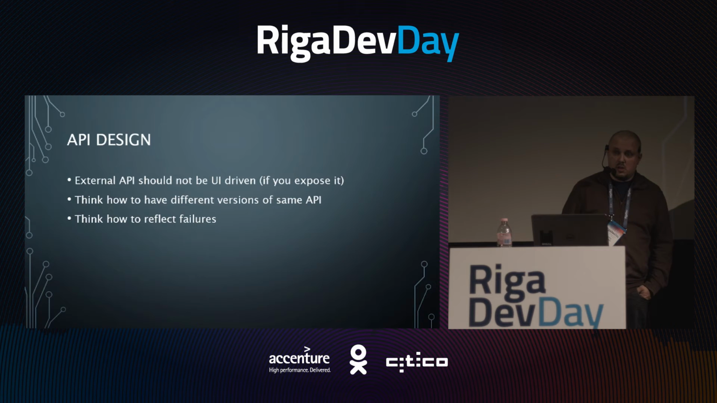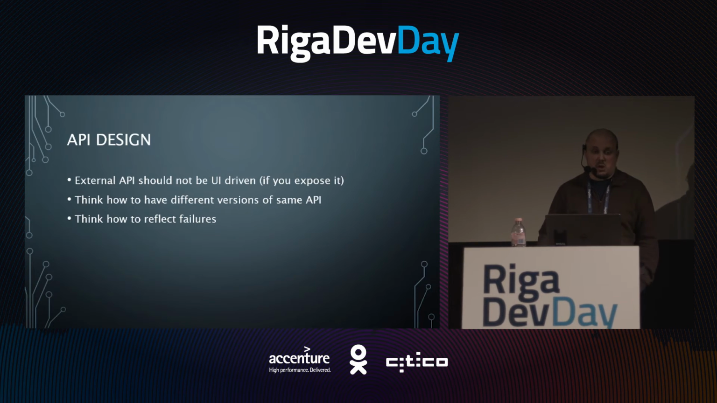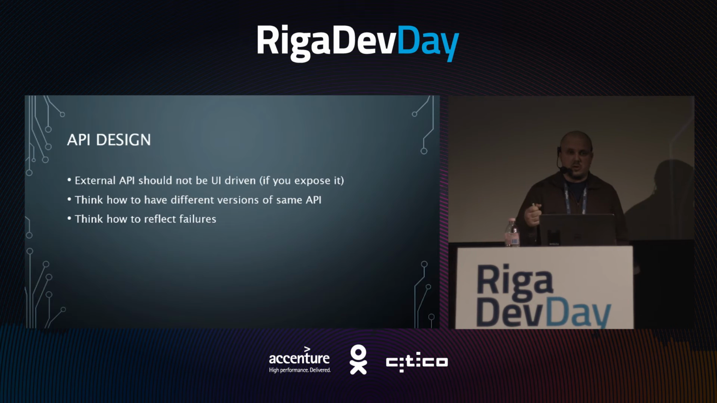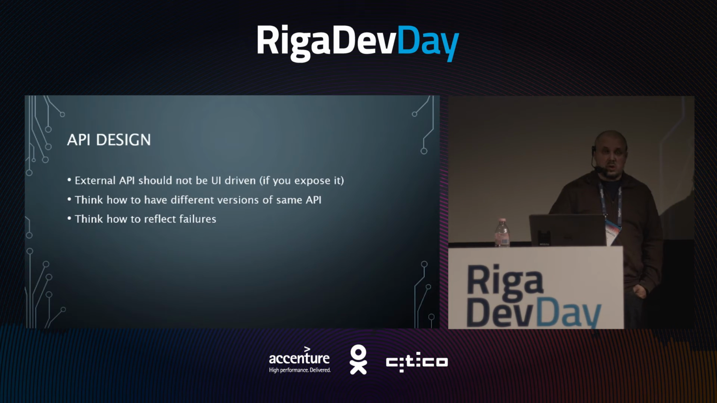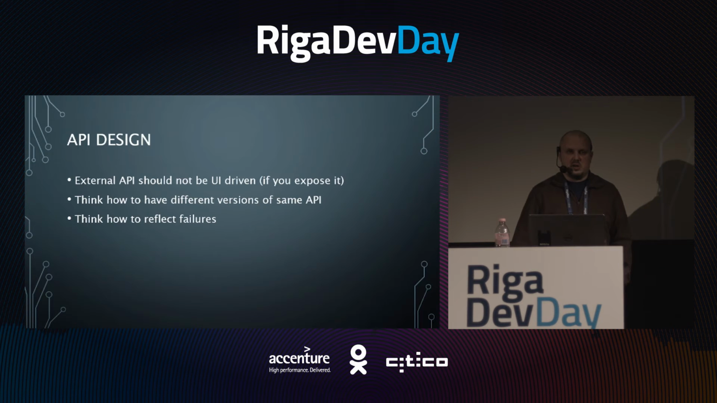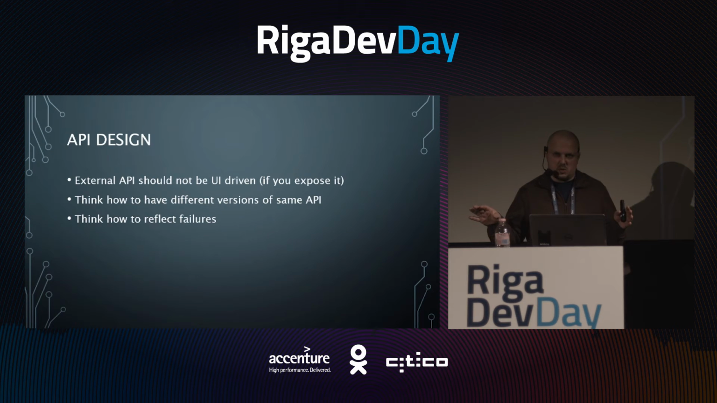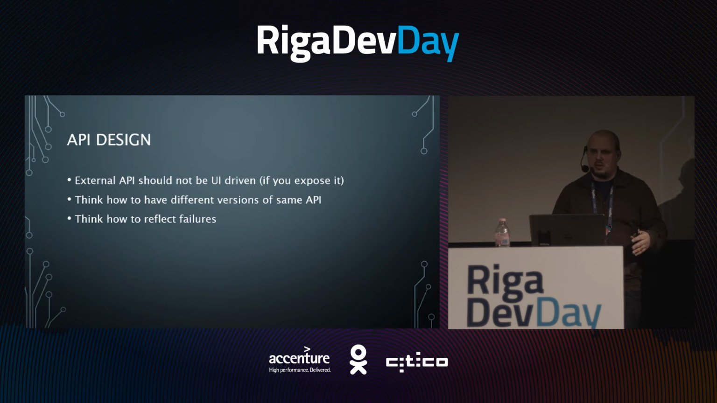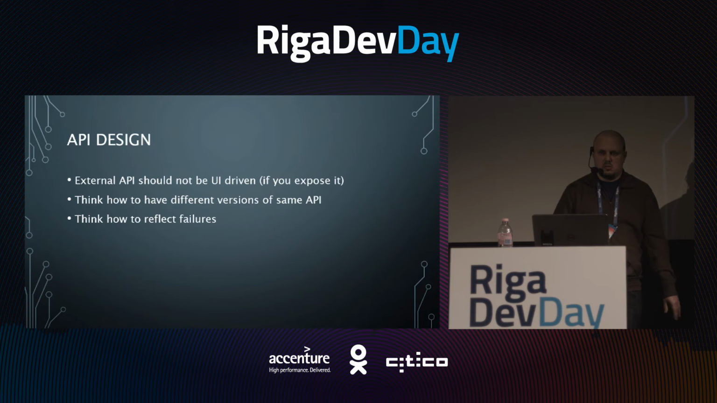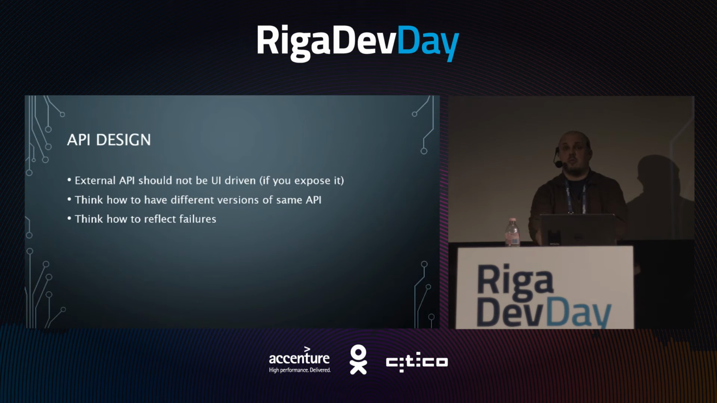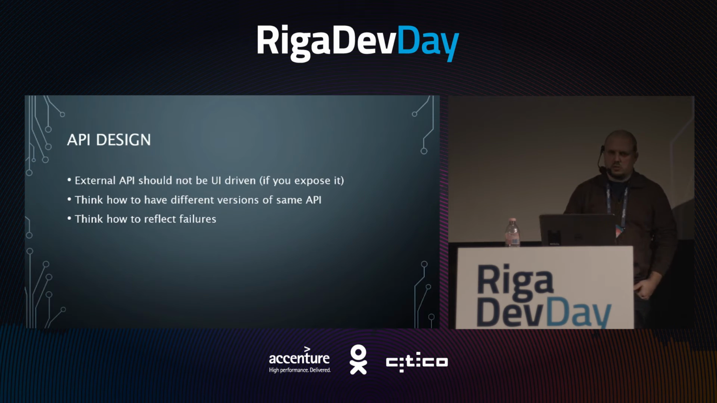So again, a conclusion from my experience is that external APIs should not be UI driven, because when you talk to your UI developer, he usually tells you, I need this and this, and probably it would be better if I could get it within one response. And you start to think, okay, probably we can make it. Yeah, it will be ugly, but nobody will see it. But when you publish your API, everybody will see it. And probably nobody will want to use it.